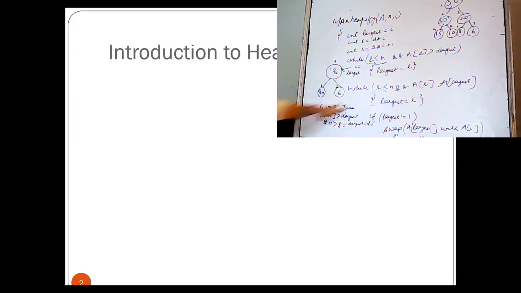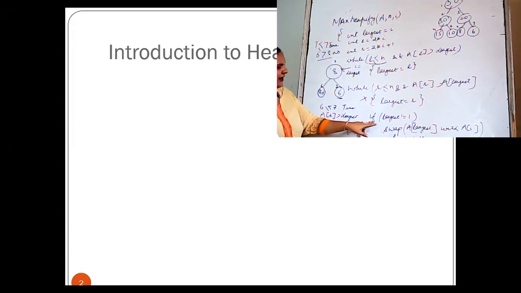Now on the other side, while R is less than equal to N, 7 is less than equal to 7, condition is true, and A of R is greater than largest, is 6 greater than 8? No. Condition false. So this loop will not execute.